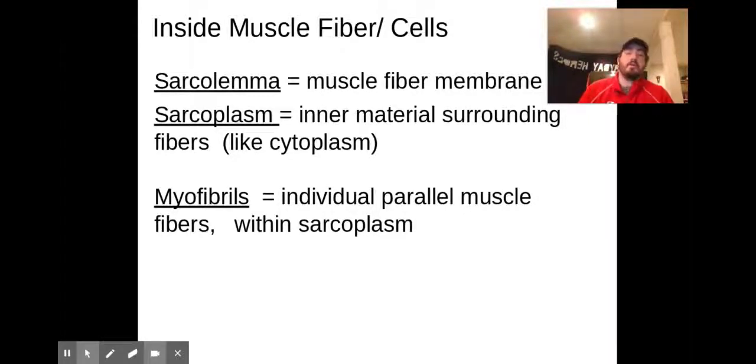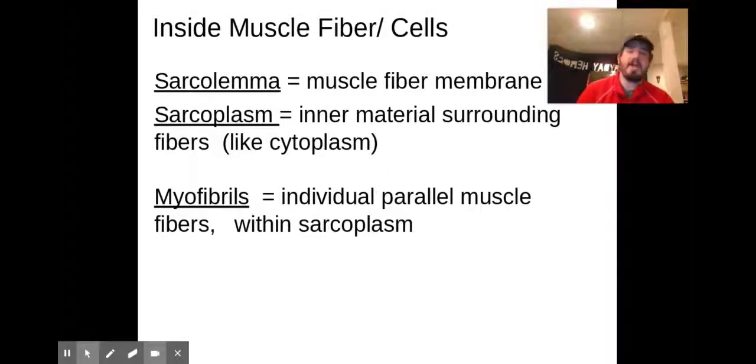So we have the sarcolemma, right, which is the muscle fiber membrane. So that's the membrane around that muscle cell, that muscle fiber. The next is the sarcoplasm. Key word there, or half a word, plasm, right? The sarcoplasm is the inner material that surrounds the fibers in the muscle cell. So sarcoplasm is just like cytoplasm. If you remember back to your awesome biology teachers, you'll remember the cytoplasm, right, is the fluid that fills the cell. Okay, so that sarcoplasm is similar, that material that surrounds fibers.